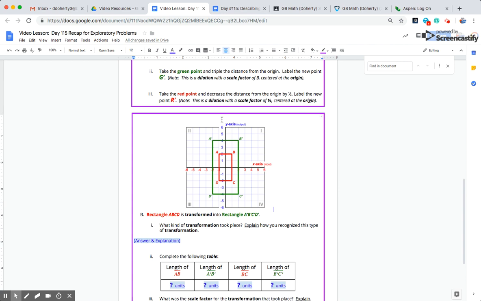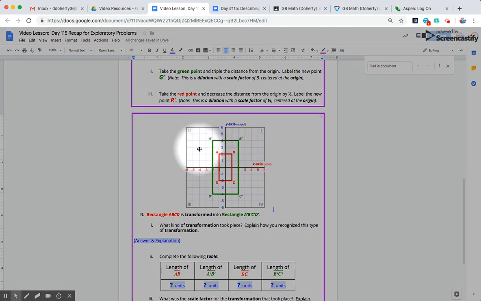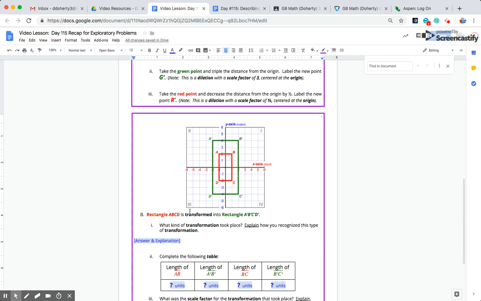Part B, instead of being given points, this time we're given 2 shapes. The original red shape, ABCD, this red rectangle, and then the new green rectangle, ABCD, that is a larger green rectangle. Our first question was what kind of transformation took place? Anytime we see the size change, the only transformation that changes size is the dilation. Because the size changed, I know this is a dilation.